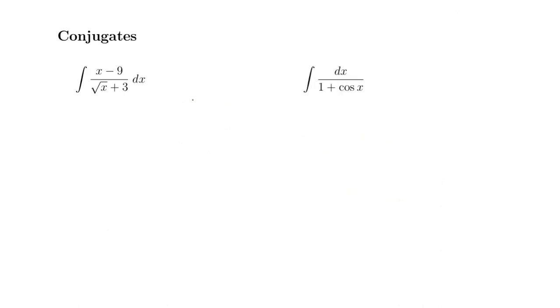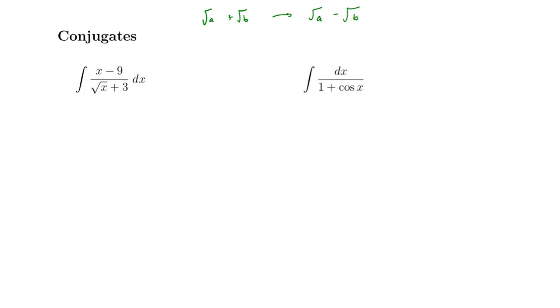Hopefully that's helpful. We can remind ourselves about how conjugates can be helpful. Conjugates are if you have some sort of a square root of a plus a square root of b, then the conjugate would look like a square root of a minus a square root of b.